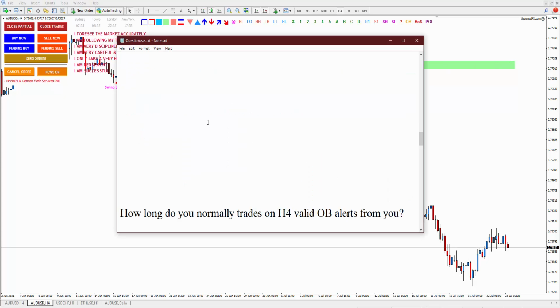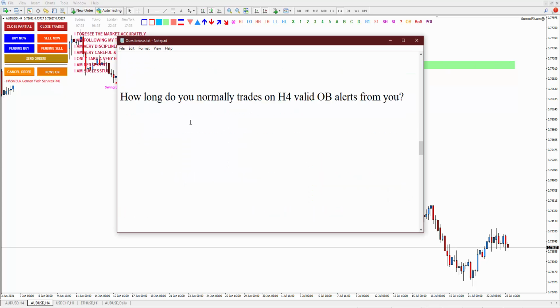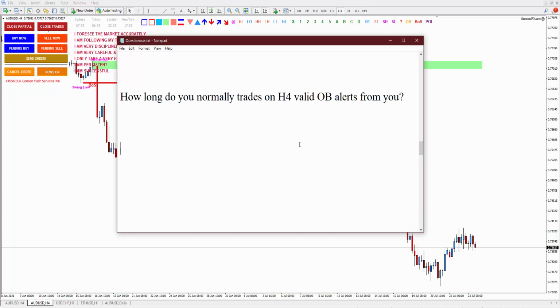The next question: how long do you normally trade on H4 valid order block alerts from you? To be fair, every order block coming from me will always be valid, but how the price reacts around the order block is out of our hands. So regarding how long I normally trade an order block from H4, it usually lasts about a few days to one week.